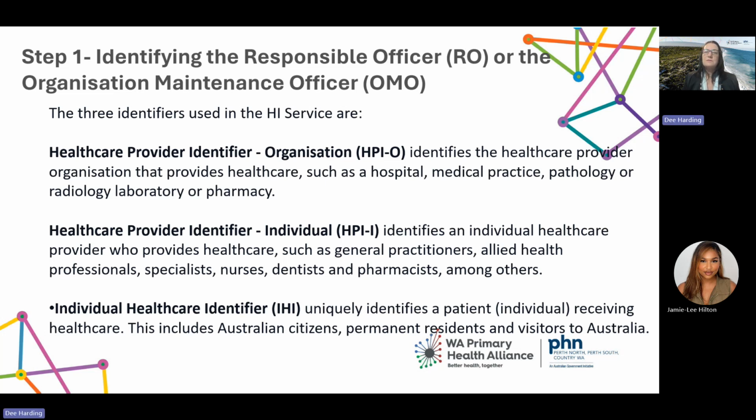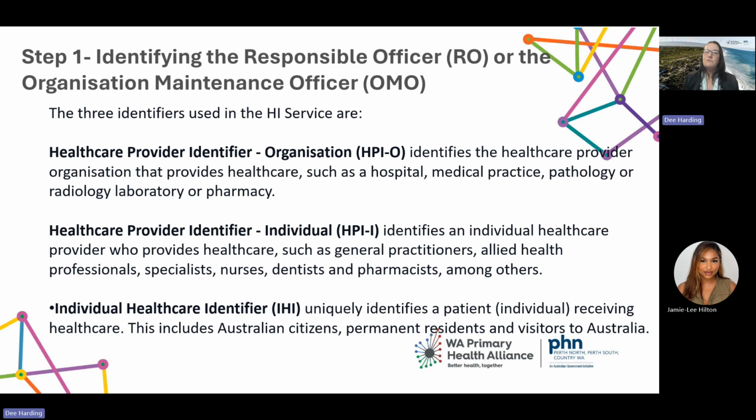So you can see a reference at the top of this slide to the HI service. The HI service is the Health Identifier Service. It is a national service for uniquely identifying healthcare providers, healthcare organisations and individuals receiving healthcare. So it is the authoritative source of healthcare identifiers in Australia and a foundation component of the National Digital Health Products and Services. The three main identifiers that we talk about in My Health Record land and in the HI service are HPI-O, HPI-I, and HPI-E. We're going to go through those in just one moment.